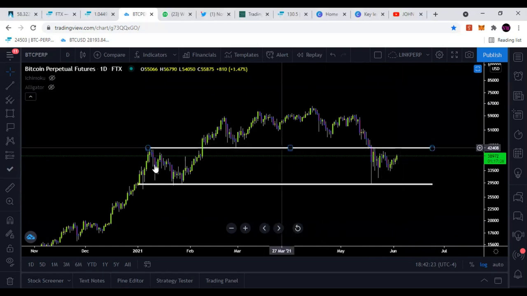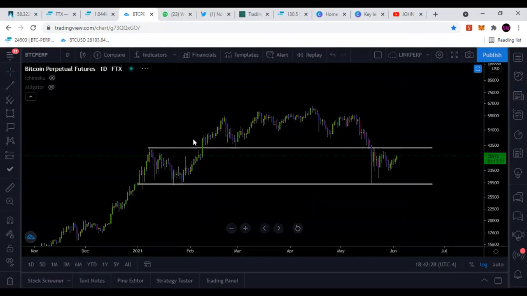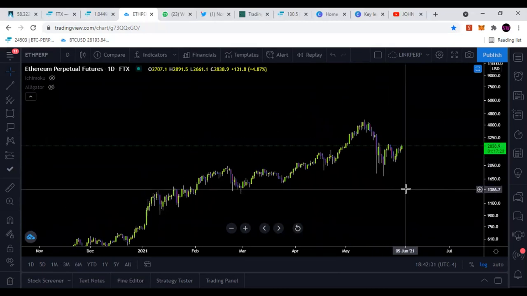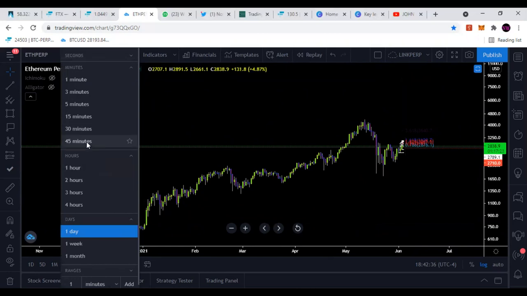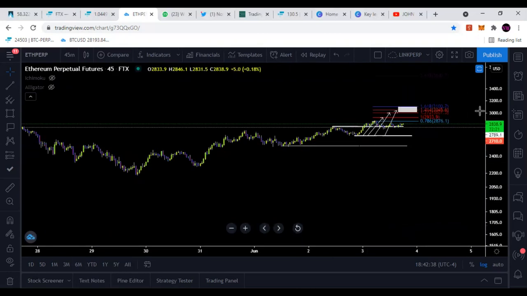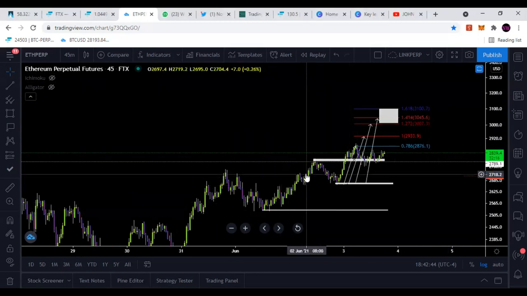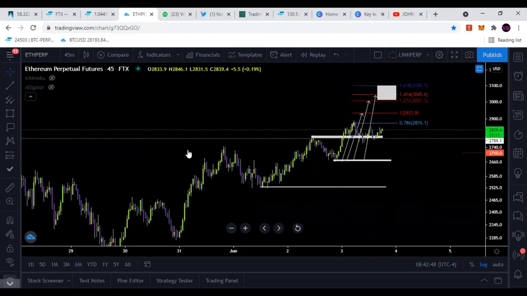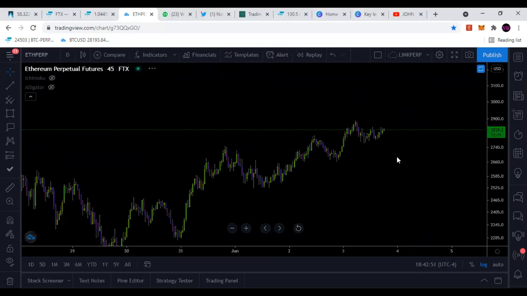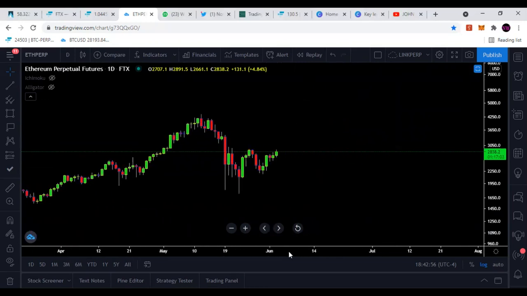So the next one on my list is ETH perp. I think I have a signal on that. Yeah, I have a signal on that. So again, I made a video explaining how this bullish 1 2 3 4 move works, but I'm going to remove this and show you guys what is building up here.